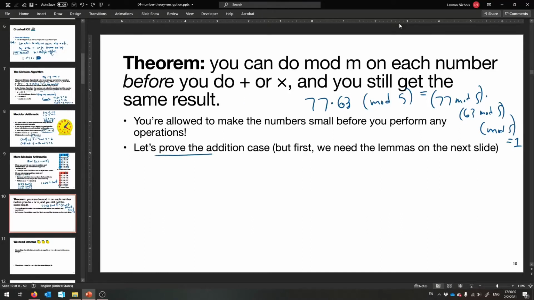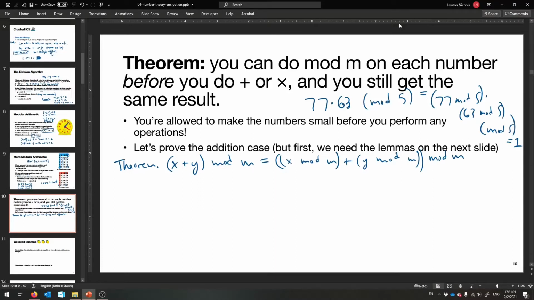So we're going to prove the addition case, but we're also going to need some lemmas on the next slide. Just one really, but we got to work up to it. But in total, our theorem looks like this. You're trying to do x plus y mod m. That's actually equal to, well, do it first: do x mod m, make it small, then plus y mod m. And then you can do all of that mod m. It'll be very close, but you'll still have to squish it down sometimes. That's the idea. So that's the theorem.